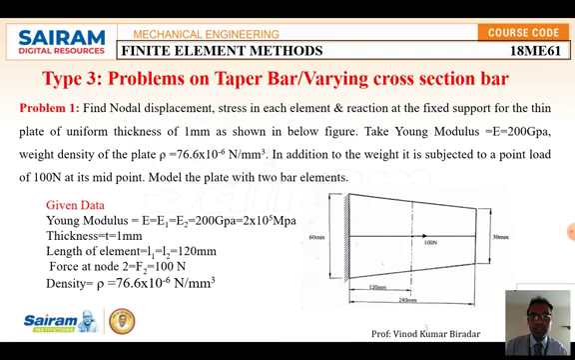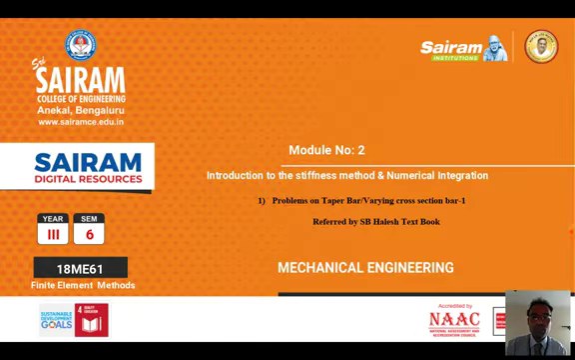In the taper bar they will give the width, you need to calculate the average width between the ends, then calculate the area of the element, and they give the thickness. While calculating the force you also have to consider the density here. So this is about the taper bar problem in module 2.